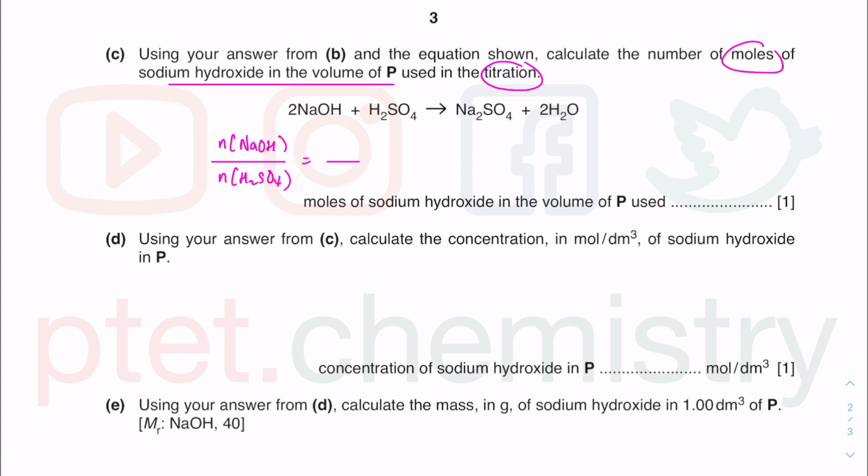So from the balanced equation, I've written down the mole of NaOH, the mole of H2SO4. This is how I always set up my mole calculation. From the balanced equation, it is 2 mole of NaOH to 1 mole of H2SO4. On the far right is the actual mole. So this is from the balanced equation, and then this is the actual mole.